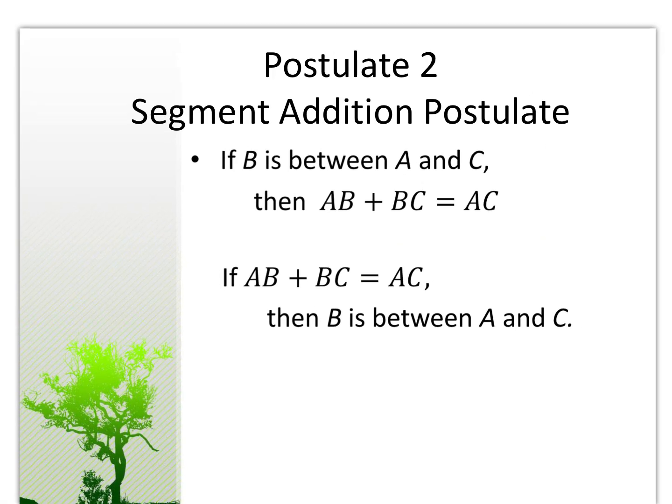So now we're going to get to postulate 2, which is the segment addition postulate. Sometimes when you're writing this in a proof, instead of writing it all out, we'll say SAP. You can use whatever shortcut you want, but basically what the segment addition postulate tells you is if you have point B and it is between A and C, then the distance between A and B plus B and C is going to be equal to A and C.